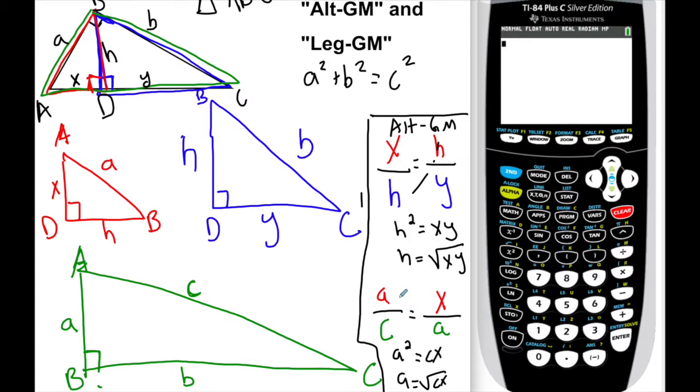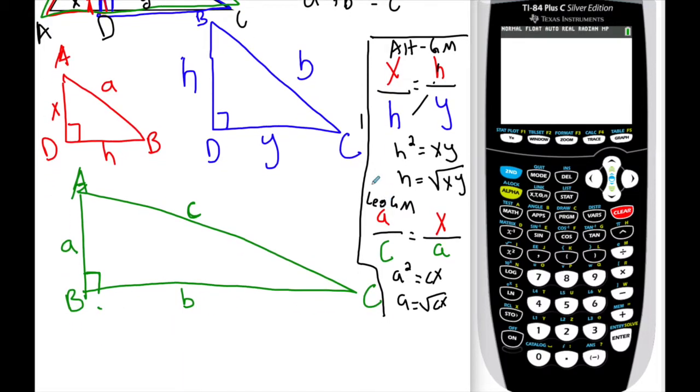If you don't remember these, I do plan to post them for the test, but remember, these are just consequences of proportions. So if you use proportions and similarity in solving these problems, you are doing the right thing. You're doing the exact same thing as what altitude GM and leg GM are doing, okay? Now I'm going to do one last one. Suppose I want to find B.